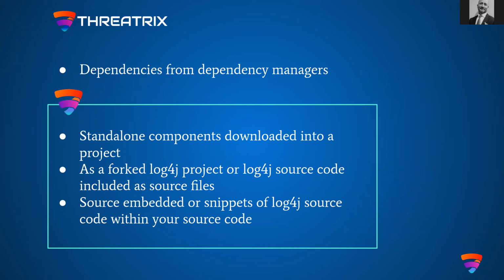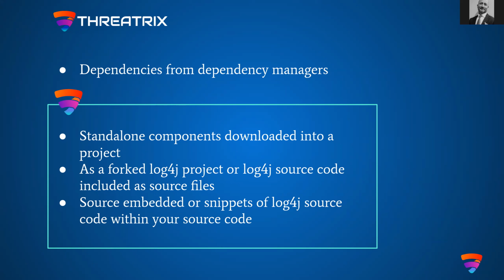First, a quick summary regarding areas of detection. For step 2, detecting open source in your projects, Threatrix detects Log4j in the following cases. It can detect it as a dependency from dependency managers. Now, this is where most other tools stop detecting, meaning they're potentially missing a lot, if not most, of the instances of Log4j. Threatrix can also detect open source as a standalone component downloaded in your project, as a forked Log4j project, or Log4j source code included as source files, even snippets of Log4j source code within your projects.